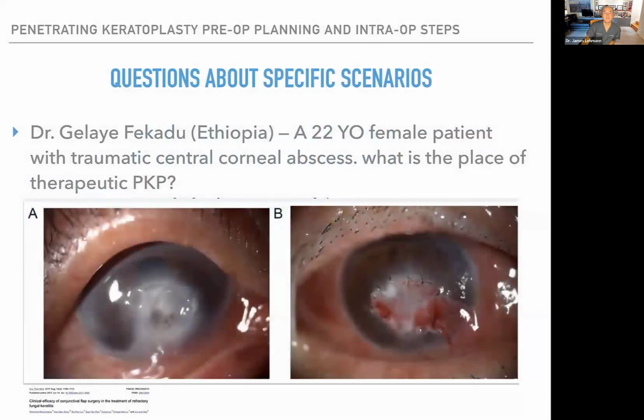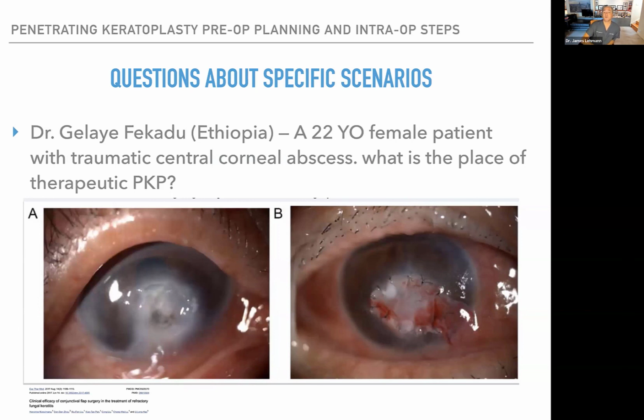So this was Dr. Fakadu from Ethiopia, a 22-year-old patient with traumatic central corneal abscess. What is the place of therapeutic PKP? Okay, so you can do, that's what they need, PKP, because they probably have a fungal ulcer. But if you don't have tissue, you can do a conj flap.